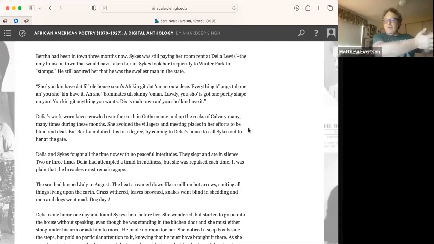And this is what Sykes wants. He doesn't want the skinny woman who he made like this cane chew all worn out. He wants this fresher piece of flesh, so to speak.